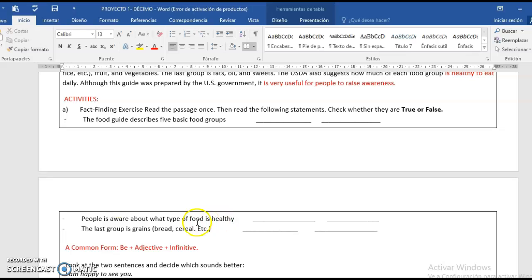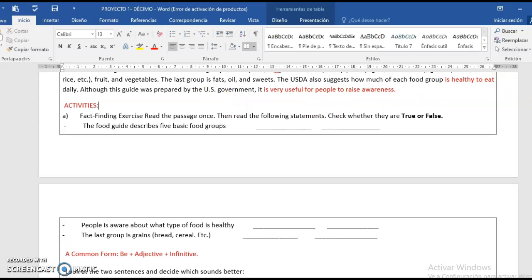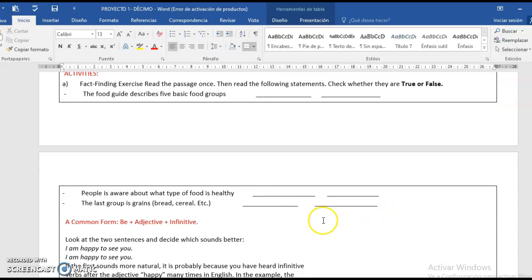are eating. The last group is grains. The last group, here we have the answer. The last group is true or false. So your answer is here, right?